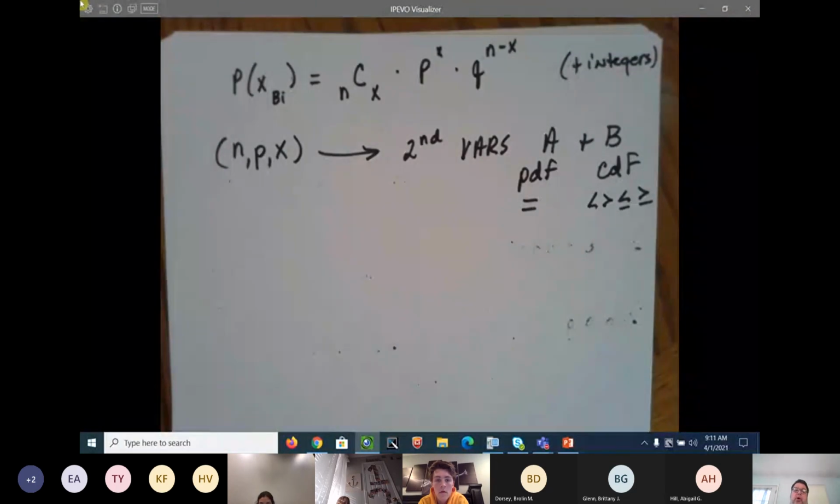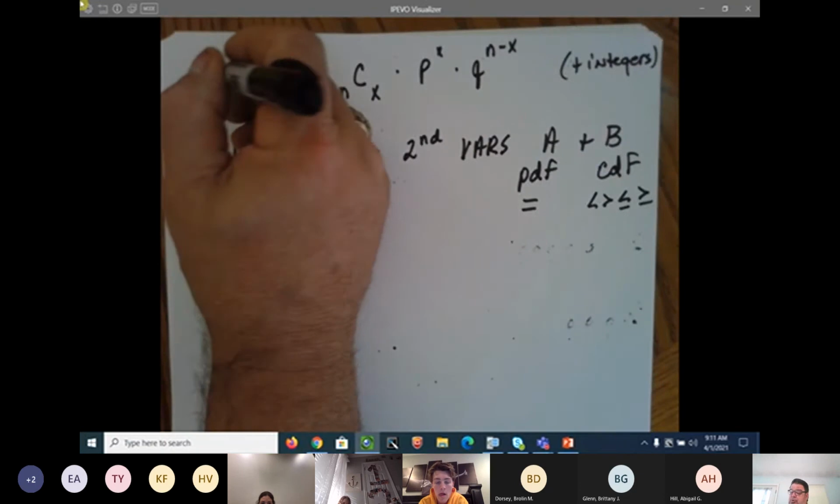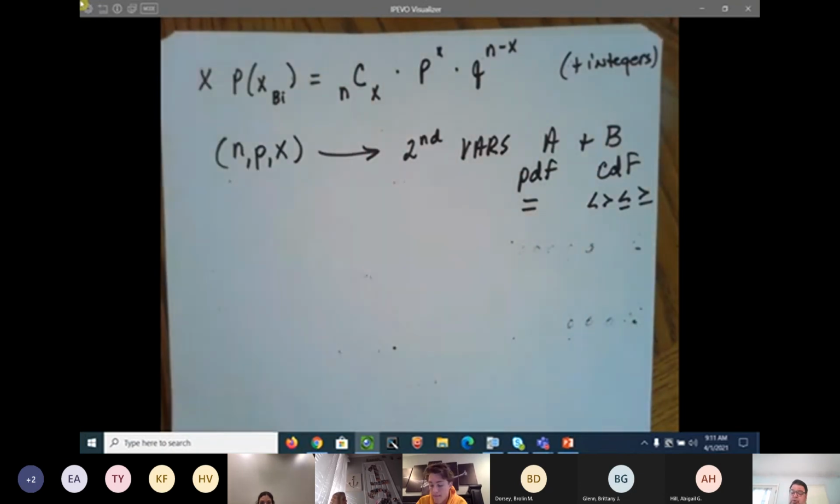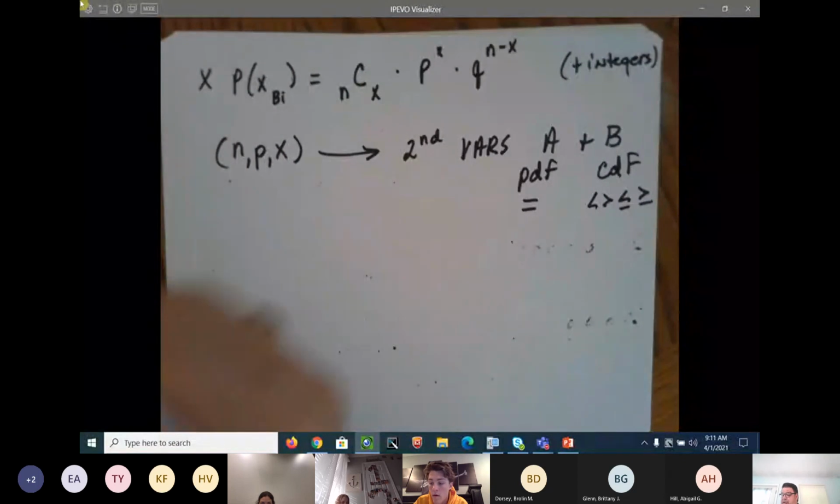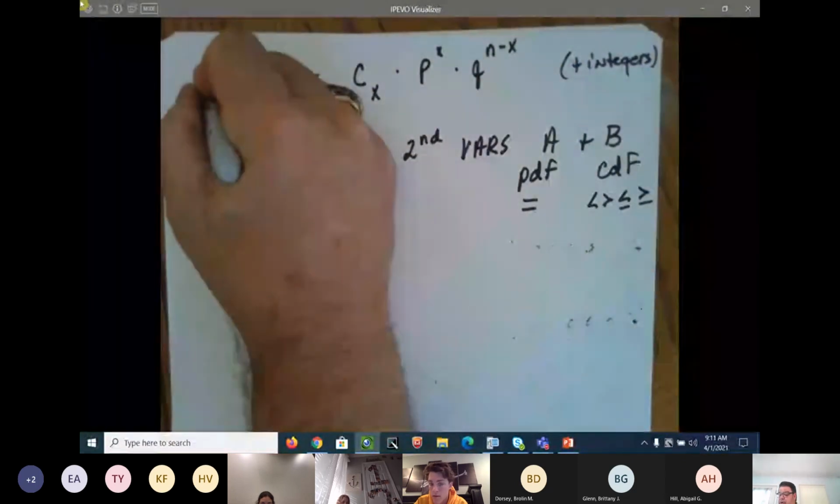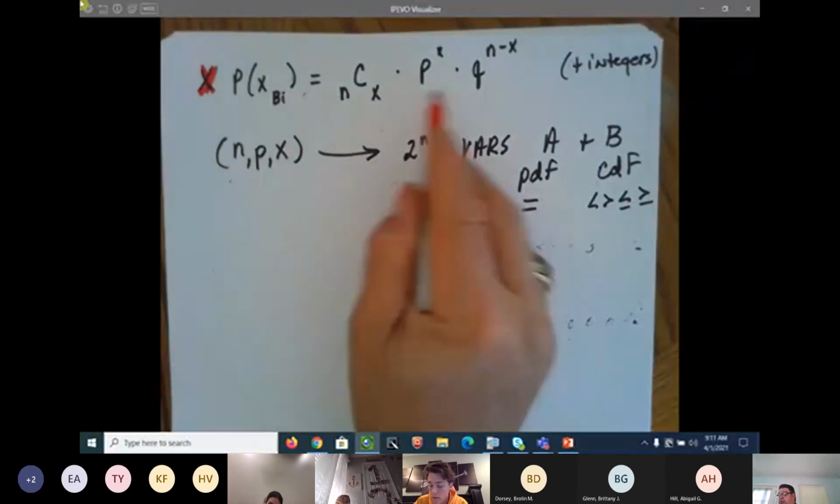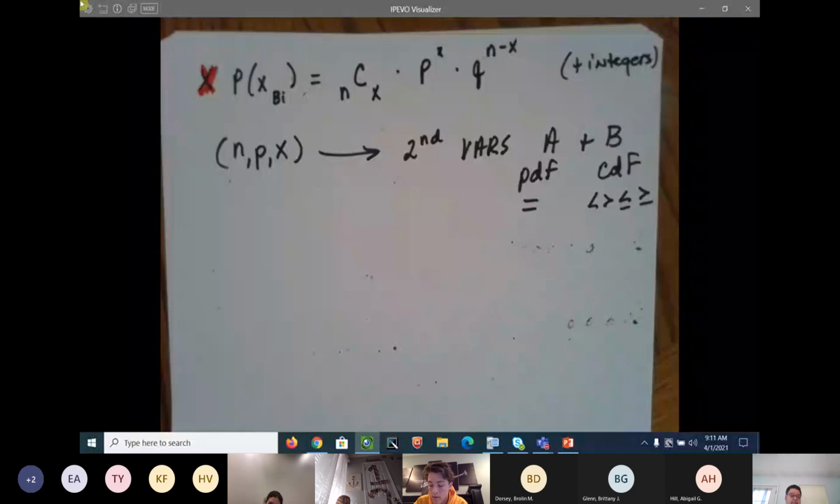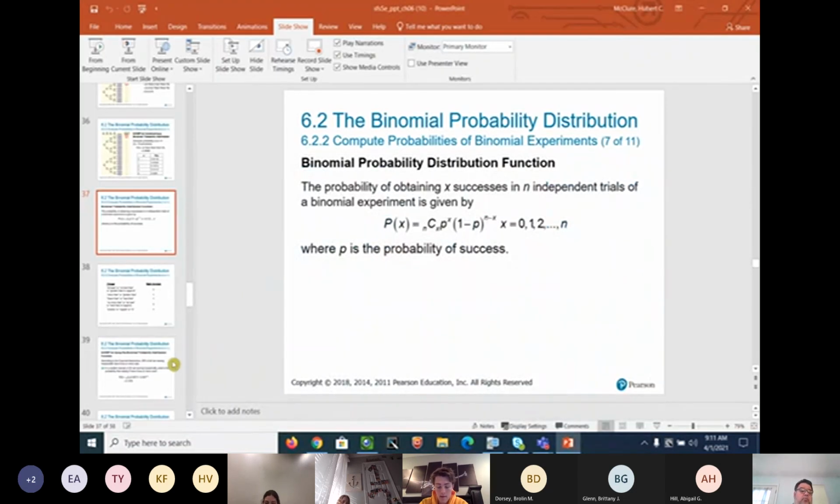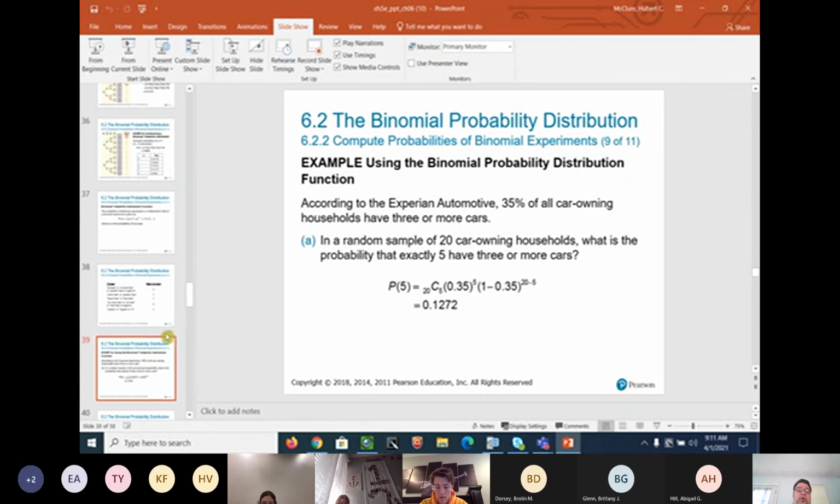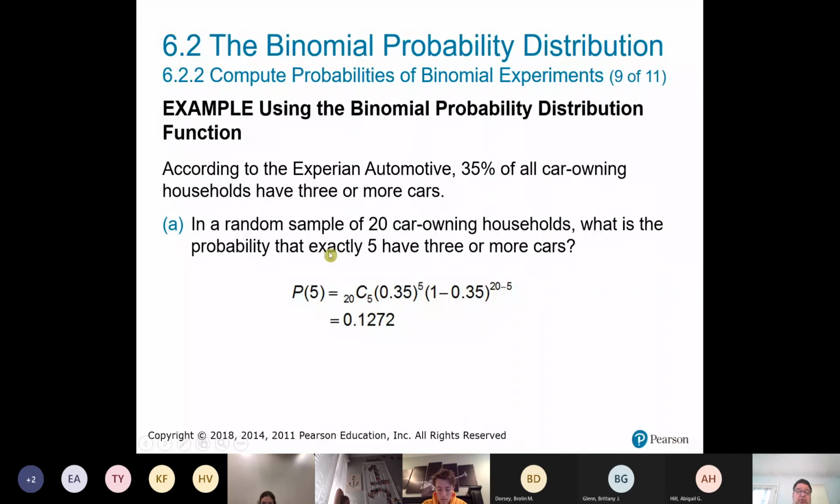Okay, so I'm not going to ask you to, let me put that in red so you don't think it's part of the formula. I'm not going to ask you to learn this formula, okay? Because it's a lot of extra work when you can just do it in your calculator. So let's look at one. And there it is.